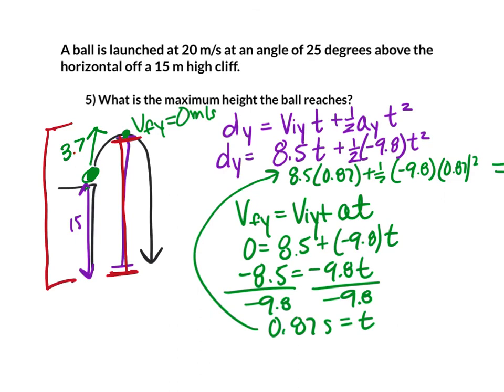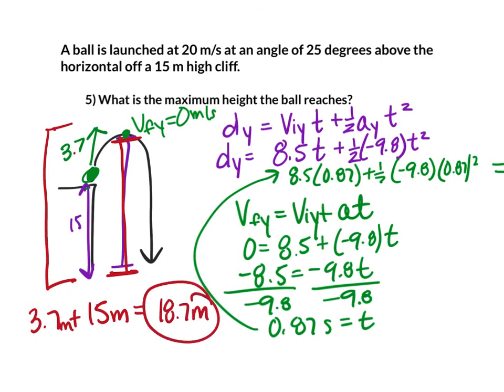So 3.7 plus 15 is what we want. 3.7 plus 15 meters is going to be equal to 18.7 meters. And that's our maximum height. So just be careful on that. If you're solving it this way, know that you're solving for the height that it goes above here, and that you need to add the height of the cliff.